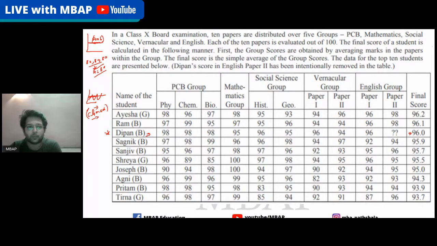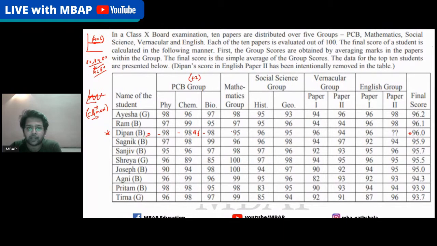Deepan in paper number 1 got 98, 98, and 98. The overall average in PCB, which is physics, chem, and bio, is 98. He wanted this value to be on 96. Do you think this is more than average? I see this is more than average. How much more? This is 2 more than the average.